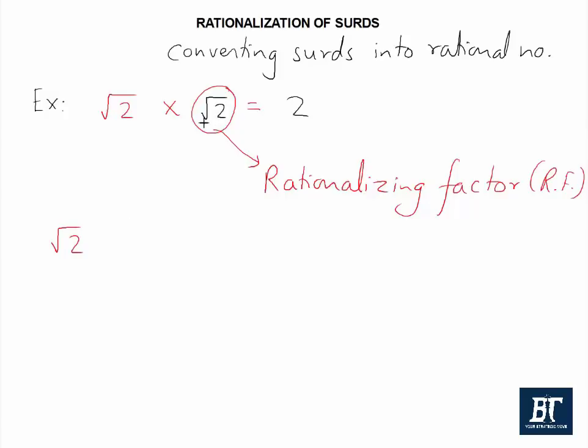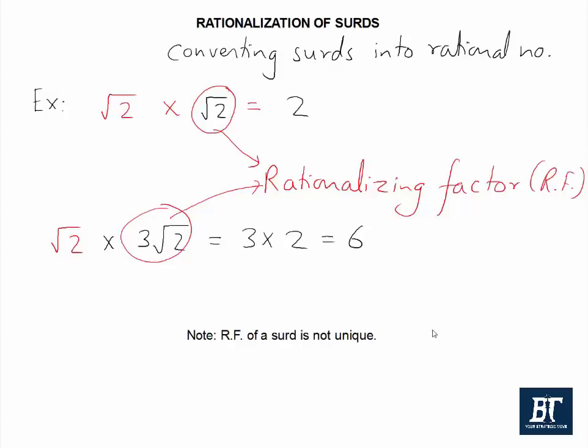We can also see that root 2 is not the only rationalizing factor. If we want, we can also use 3 root 2 or 4 root 2 etc. to get a rational number. So this will become 3 multiplied by root 2 into root 2 will become 2. So you will get 6, which is a rational number. So this is also a rationalizing factor. This is also a rationalizing factor. So you can have more than one rationalizing factor for a given surd. An important note is that rationalizing factor of a surd is not unique. You can have more than one rationalizing factor.